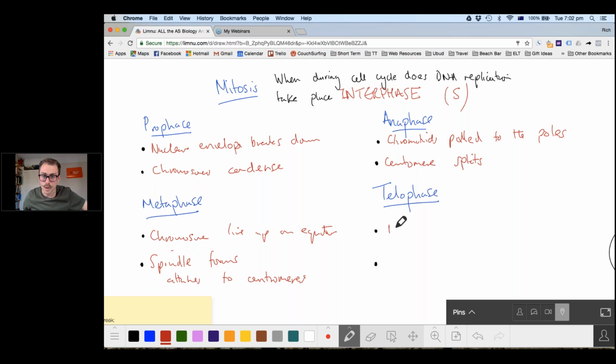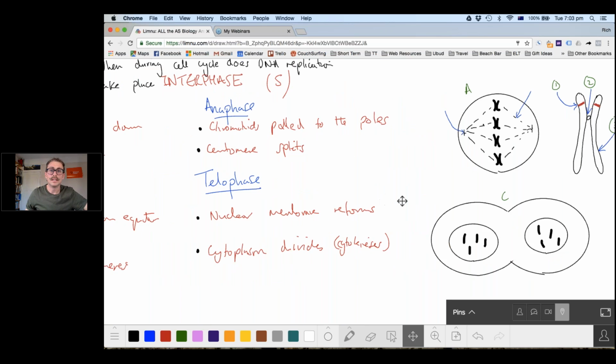Telophase, the nuclear membrane reforms, and the cytoplasm divides, which is called cytokinesis. If you can't read my writing, you're going to have to just Google them because you'll figure it out.